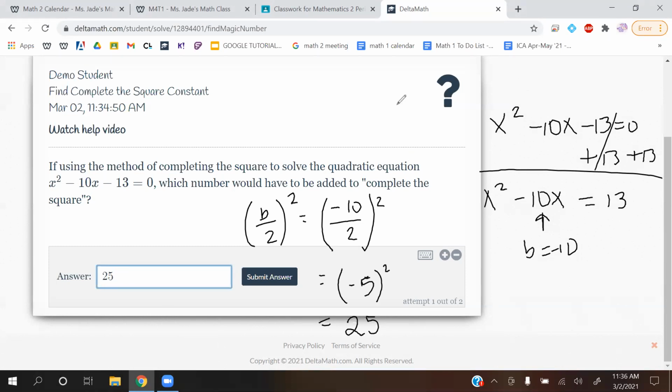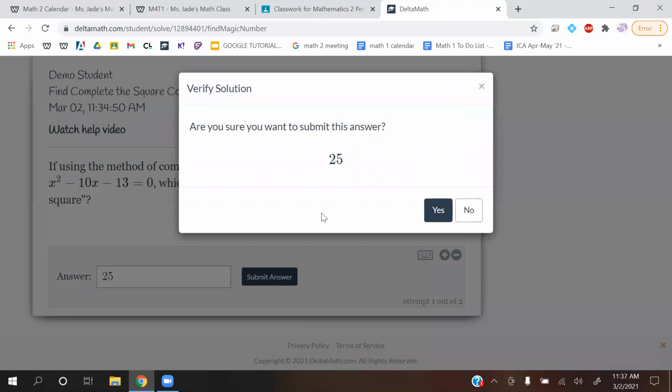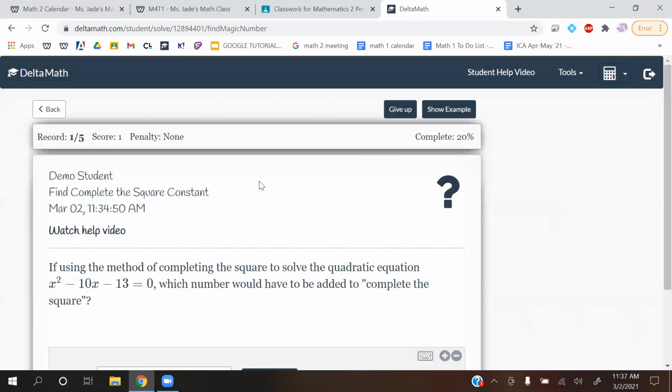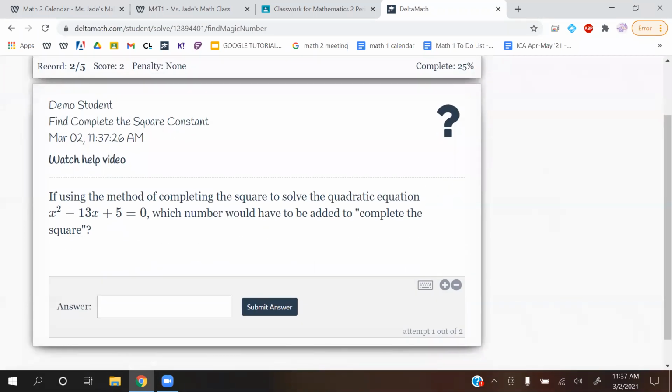But just in case any of you want to see what it looks like once you actually add 25 to both sides, you get x squared minus 10x plus 25 equals 13 plus 25. So you would just add the 25 to both sides. Okay, let me pause the recording and see if you guys have any questions. So let's submit this 25. Now let's do another one with just the formula. I guess I have to refresh it because it won't load. Okay, so now you can see it says 2 out of 5, which means we got it right. And so let's do one more.